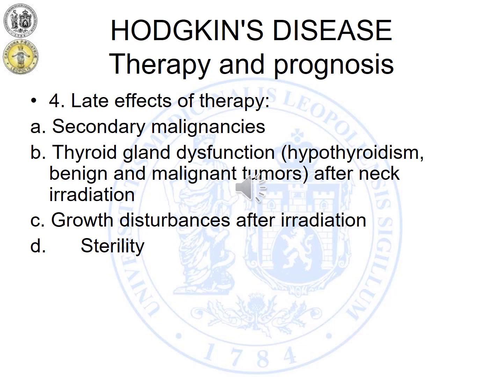However, the efficacy of aggressive therapy has late effects. So there are secondary malignancies like leukemia and non-Hodgkin's lymphoma, thyroid gland dysfunction, and growth disturbances after irradiation, and sterility in later adult life.